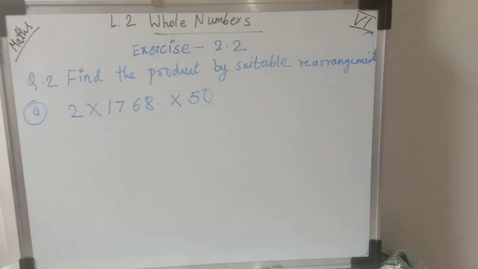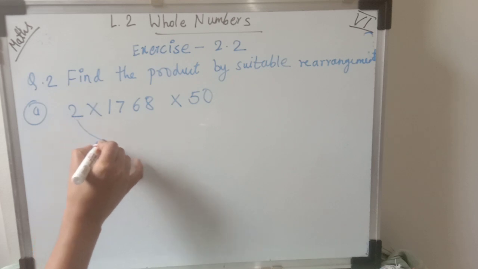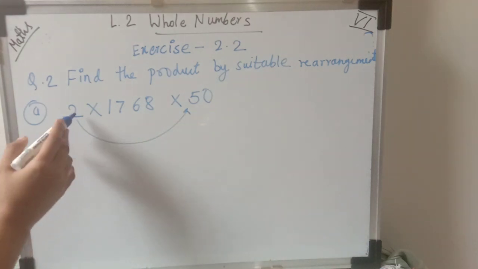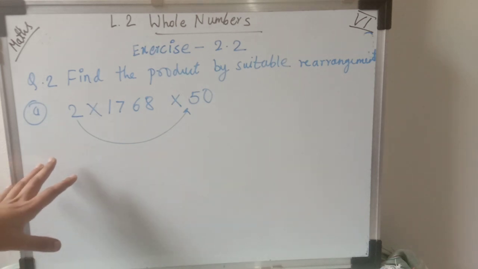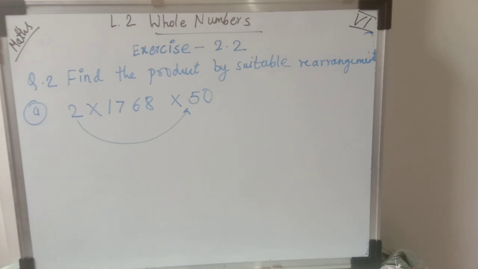So here I will multiply these two numbers. Why? Because if I multiply 2 with 50, I will get 100. So 0 is there, and that will be very easy, because when we multiply any number with 0, we get the product 0. And in 100, 0 is there, also 1 is there. If we multiply any number with 1, we get the same number. So it will be easy. I hope you understand what I am trying to say. Let's understand it with the example.